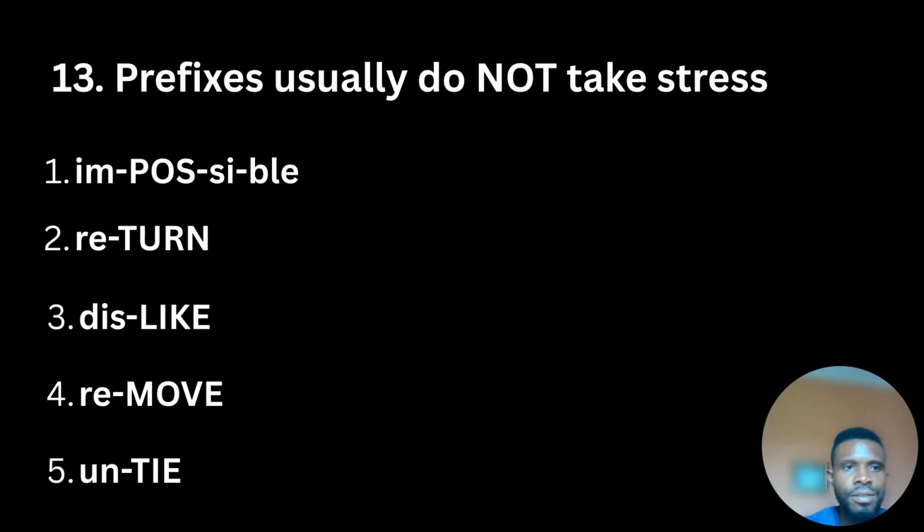Number 13, prefixes usually do not take stress. For example, we have im as a prefix, re as a prefix, dis, re, un. We don't stress those ones. We usually don't stress prefixes. So we have impossible, return, dislike, remove, untie. So these are 13 stress rules that we have learned today.